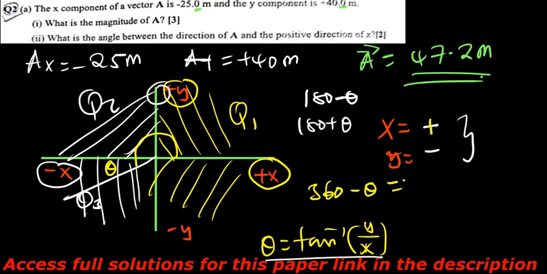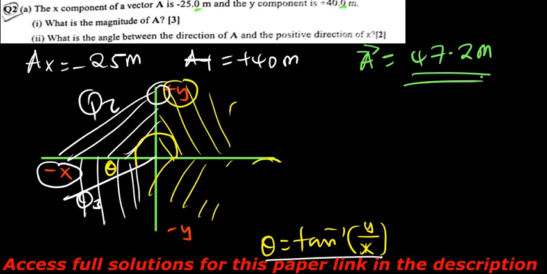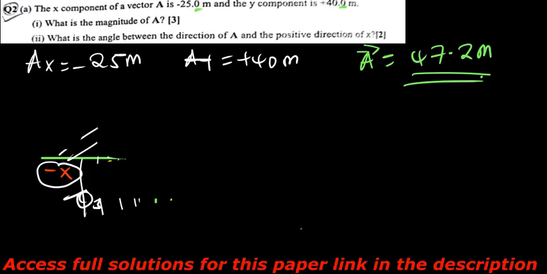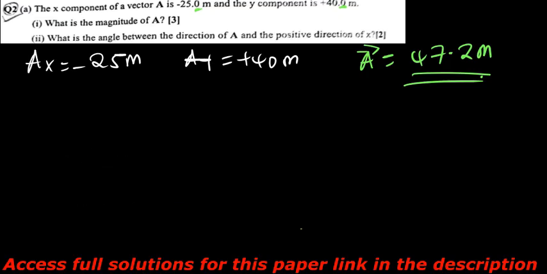This question is asking us to find the direction. Now we should take note of the x component. We should remember that the x component is negative and the y component is positive. If the x component is negative and the y component is positive, what comes to your mind? The angle falls in the second quadrant.